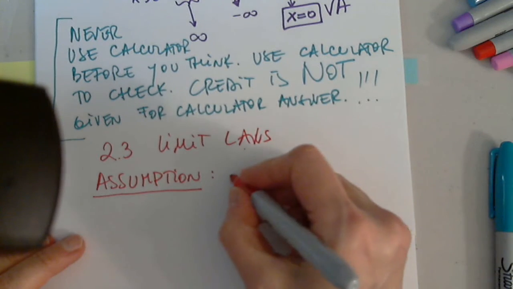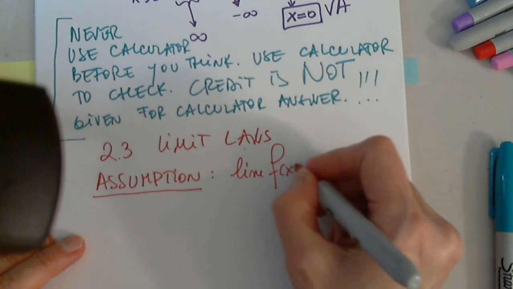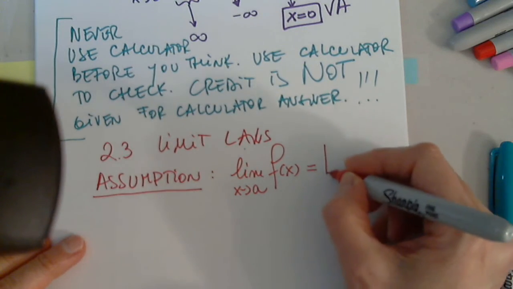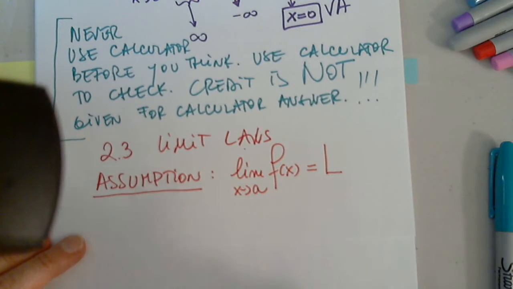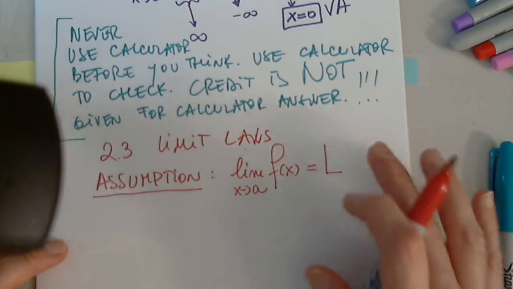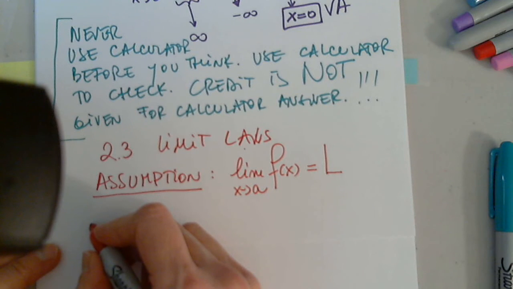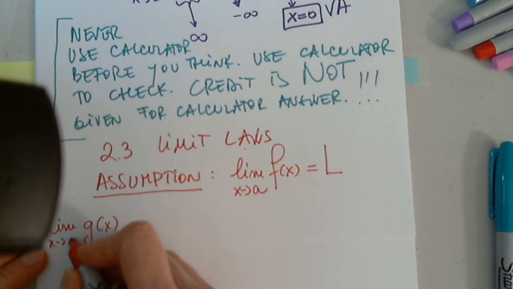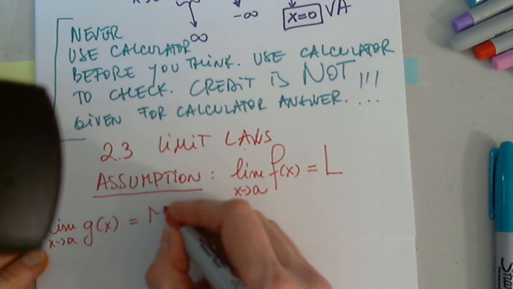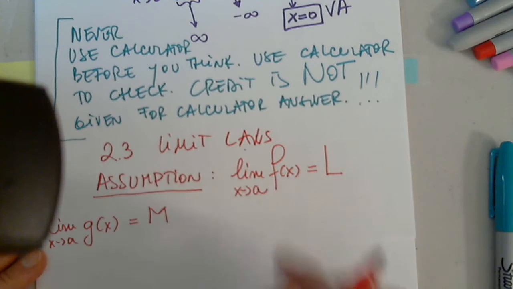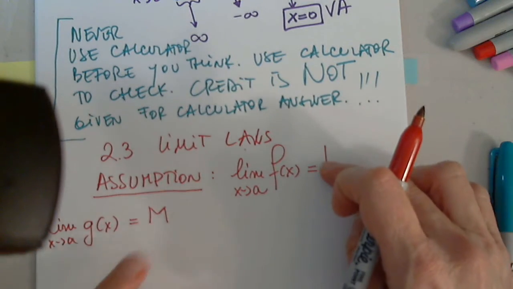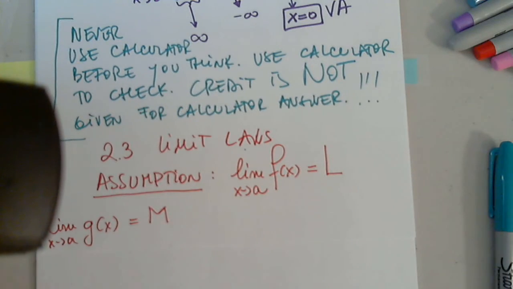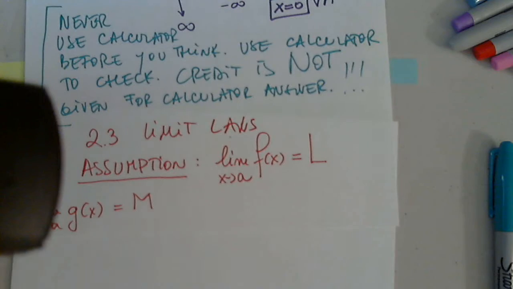And here's the assumption, that the limit of a function f of x as x approaches a from either side exists. And let's say we give it a name. This number is L, but it's a fixed number. And let's also assume that the limit as x approaches a from either side of g of x is m. So this is our assumption. If these two limits don't exist, this is 5 and this is 10, or this is 11 and this is -5, the limit laws fail. Okay, so let's start with the first one.